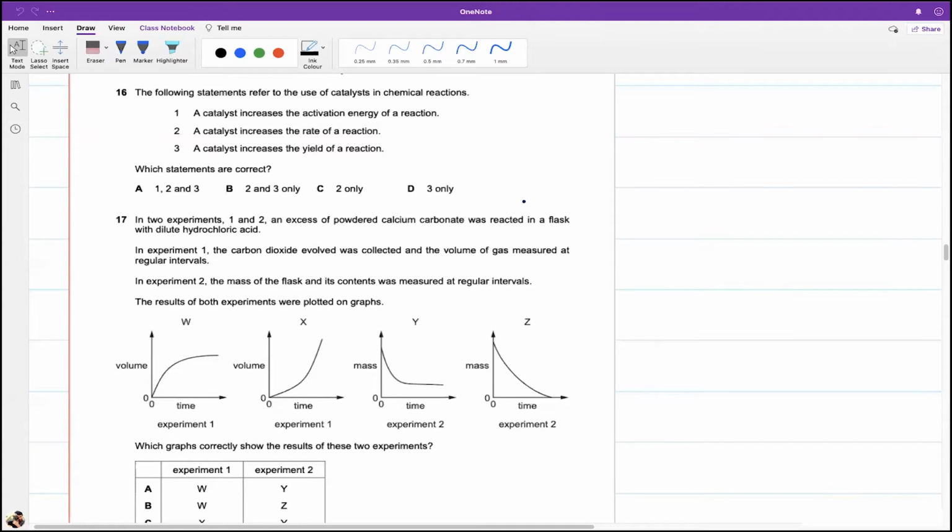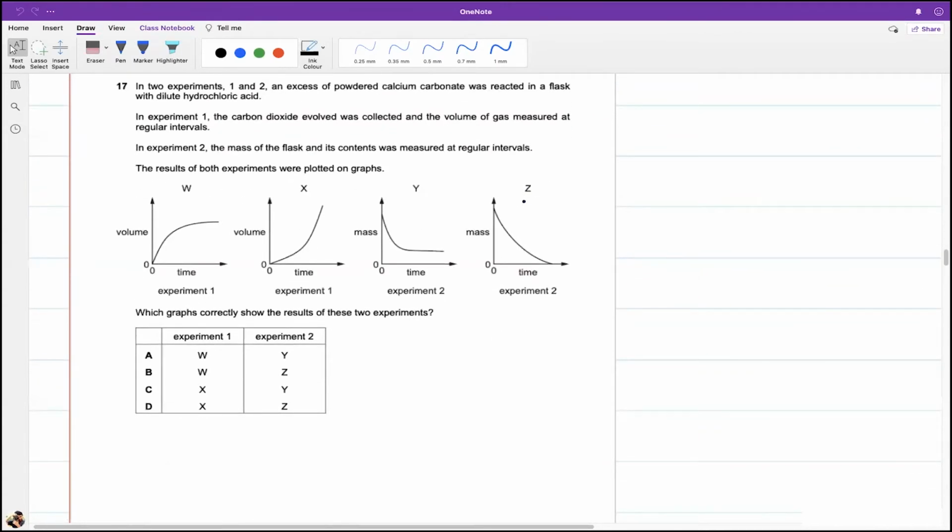All right. In 2 experiments 1 and 2, an excess of powdered calcium carbonate was reacted in a flask with dilute HCl. Again, something that you've seen before. In experiment 1, the carbon dioxide was collected and the volume of gas measured at regular intervals. ठीक है? So gas की volume collect कर रहे हैं, तो इसका मतलब है कि volume increase होगी. In experiment 2, the mass of flask was measured at regular intervals. So इसका मतलब है mass कम होगा because the carbon dioxide is escaping और flask end पे क्या होगा? सिर्फ flask और उसमें जो remnants रह जाएंगे, उनका mass रह जाएगा.